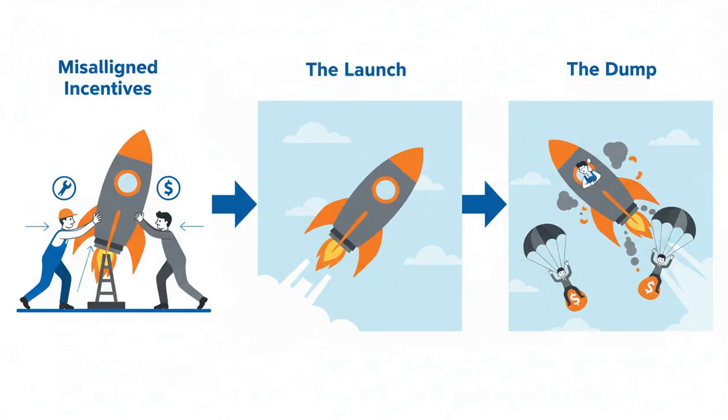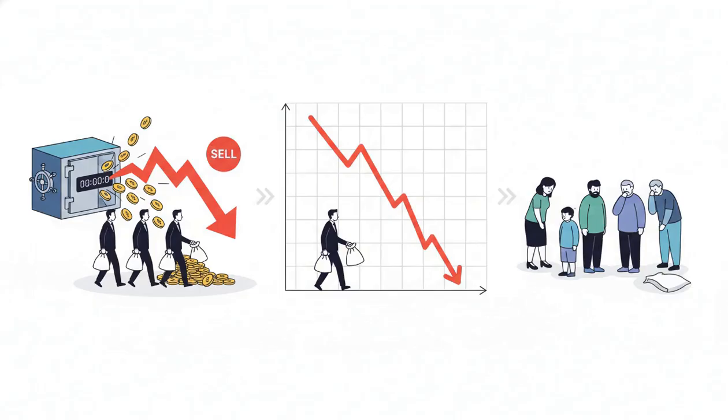The issue with both of these paths is they create misaligned incentives. What I've seen time and again is that this leads directly to a post-launch mercenary dump. The moment those tokens unlock, the early holders who got a sweet deal have no reason to stick around. They sell, the price collapses, and the genuine community you're trying to build is left holding the bag. It's a devastating and entirely avoidable momentum killer.